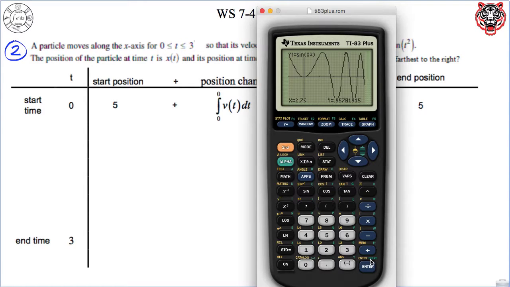2.75 is something nice. Oh wait, sorry, 1.75. Let's try 1.75. And no, it's not exactly 0, so we actually have to find it. To find it, we do second trace to calculate, and we're calculating 0, so I hit 2.